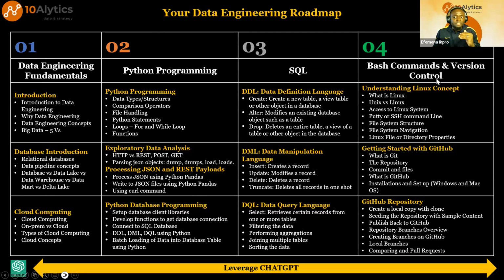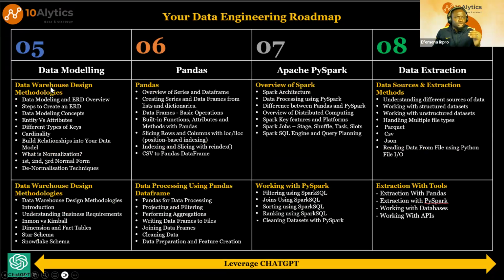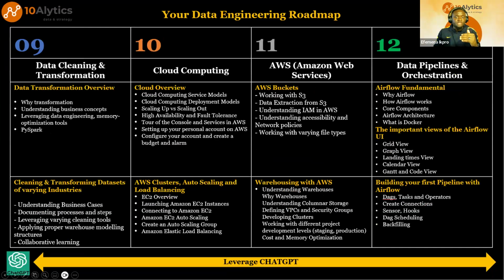Then you move to bash commands and version control, understanding Linux, getting started with GitHub and GitHub repositories, how to create a local copy and your clones, how to speed up your repository with sample content and so on and so forth. You move on to data modeling. So you have data warehouse modeling and you also have database modeling, and you get to work with projects around database modeling and data warehouse modeling. You move to pandas, you move to Apache PySpark, and you see how detailed they are. So once you get the materials, you can always go through this at your own pace and read all the things you need to learn.